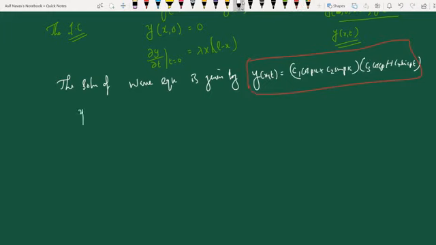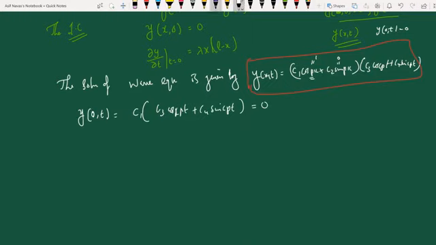Now if we apply the boundary condition y of 0, t is equal to 0, here if we replace x by 0, we will get c1 into, this becomes 1 and the sine becomes 0. So c1 into (c3 cos cpt plus c4 sin cpt) is equal to 0.